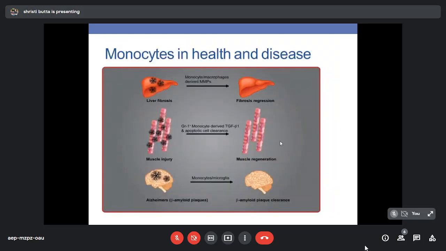Now, monocytes act as a double-edged sword, let me tell you that. It not only causes liver fibrosis by producing TGF-beta and interleukin-10, but it also causes fibrosis regression by producing MMPs, that is the matrix metalloproteinases. It not only causes muscle injury, but also muscle regeneration. In Alzheimer's, it causes deposition of the beta amyloid plaques as well as causes its clearance. Let's see, how does that happen?